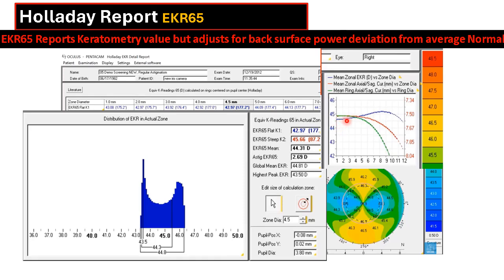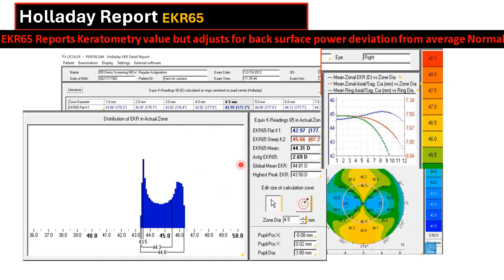So you can see there is an initial increase in the distribution of the powers of the EKR 65 in the initial part over the central 4 millimeter zone. Then it will start to drop as you go toward the periphery. The other lines represent the other axial and sagittal map distribution.